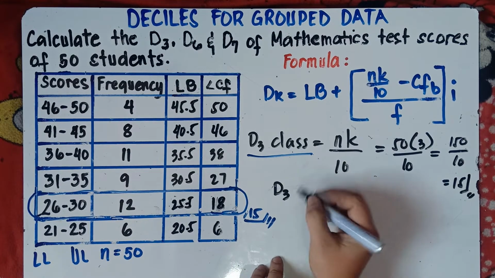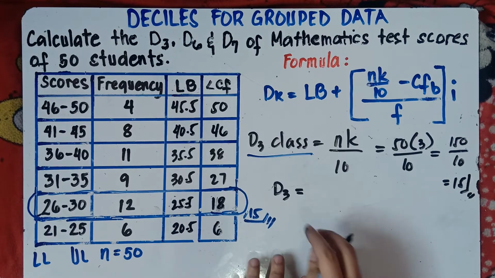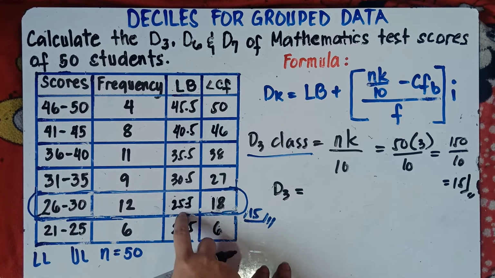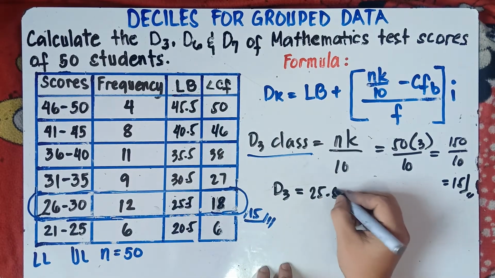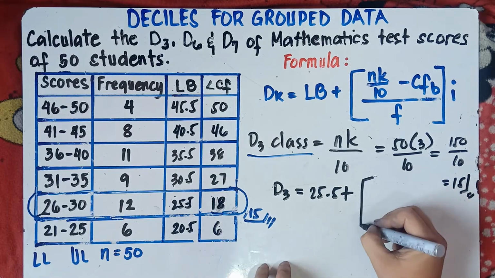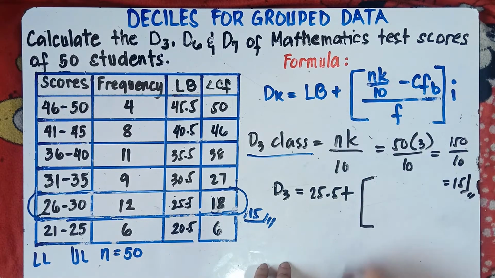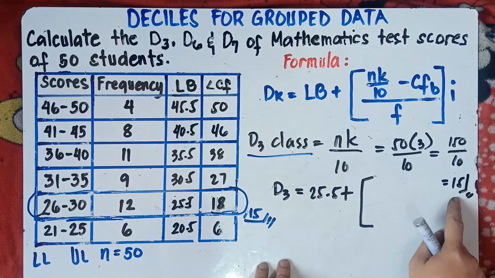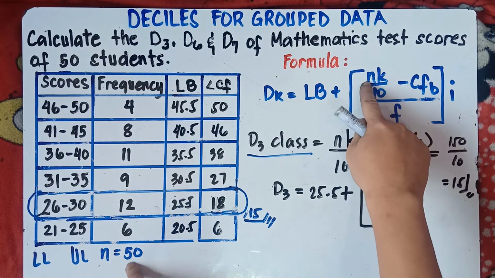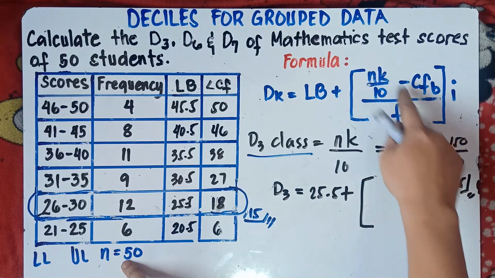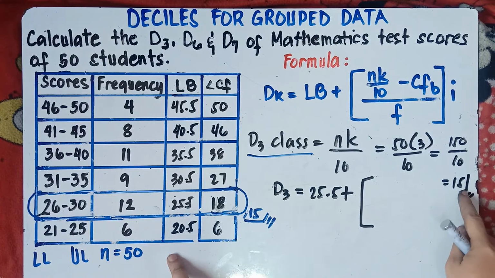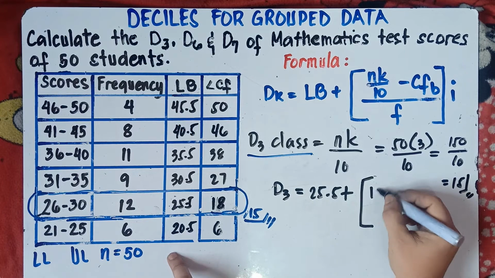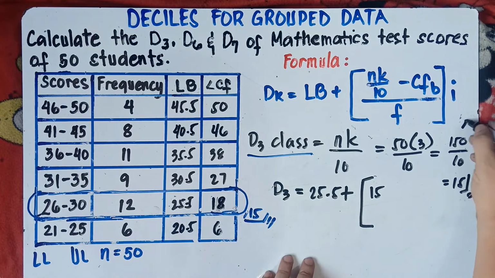So D sub 3 equals LB, in this third decile class, that would be 25.5. Once again, lower boundary, that's 25.5. Plus the quantity, or bracket, we have nk over 10. Once again, nk over 10, this is the answer, that is 15. So n is the total number frequency, that is 50. Then k is 3, so 50 times 3, divided by 10, so we have 150 divided by 10, that is 15. So nk over 10, that is 15. So this is the answer, class. Once again, let me just write 15 here, class. We don't have enough space.